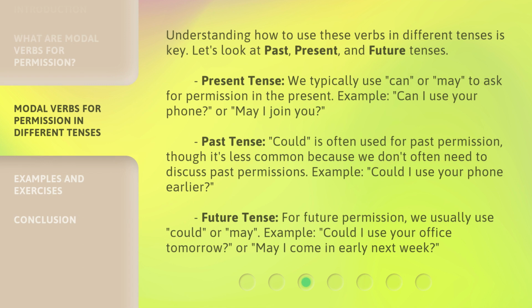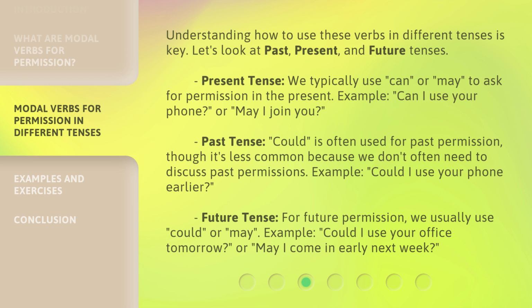Understanding how to use these verbs in different tenses is key. Let's look at past, present, and future tenses. Present tense. We typically use can or may to ask for permission in the present. Example, "Can I use your phone?" Or, "May I join you?"